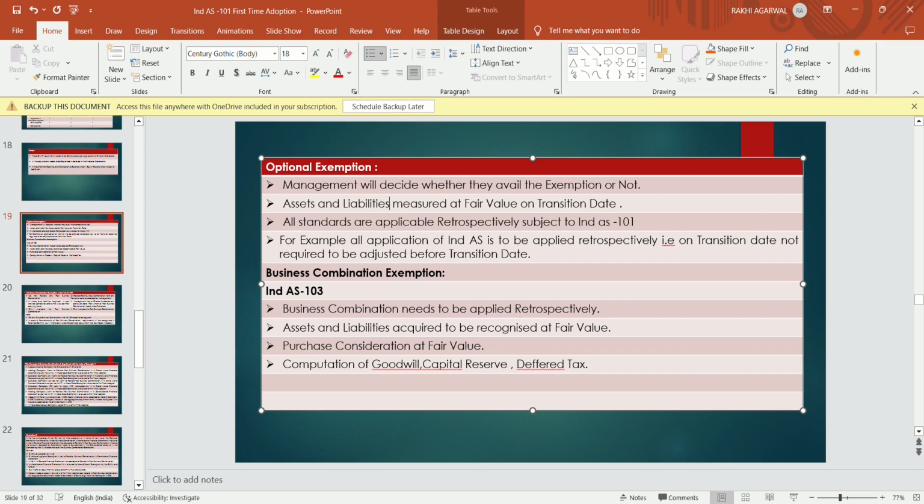From the transition date, we will assume that you applied Ind AS retrospectively. So this exemption has been given. Management will decide whether they will avail the exemption or not. All standards are applicable retrospectively, subject to Ind AS 101.